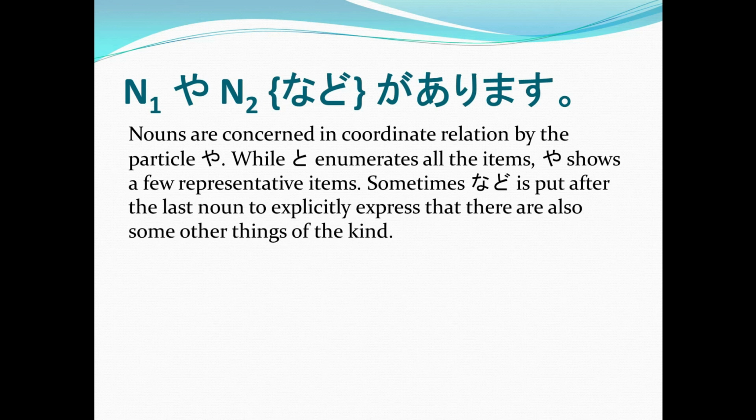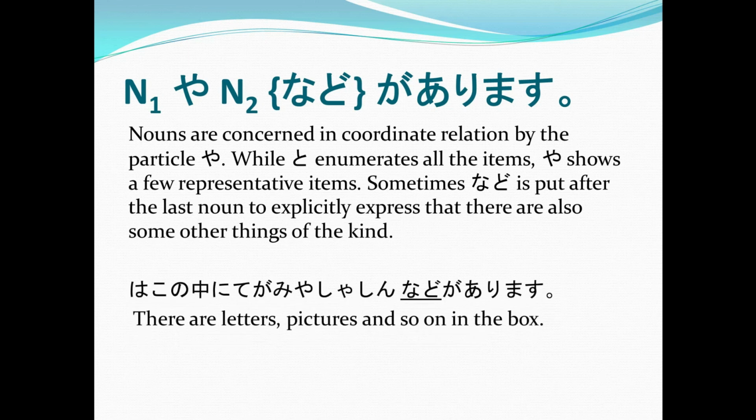Take a look at our example. Hako no naka ni tegami ya shashin nado ga arimasu. Again, hako no naka ni tegami ya shashin nado ga arimasu. Or, there are letters, pictures, and so on in the box. So, note that we use tegami ya shashin instead of tegami to shashin because letters and pictures in the box are of the same kind, and then we use nado at the end, or so on, or could be etc. in English.